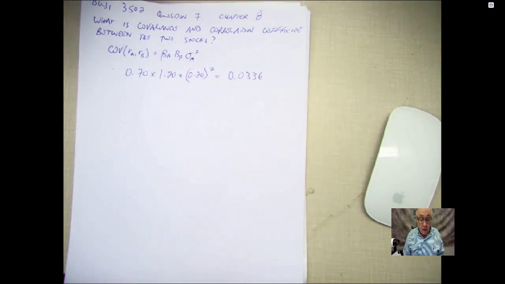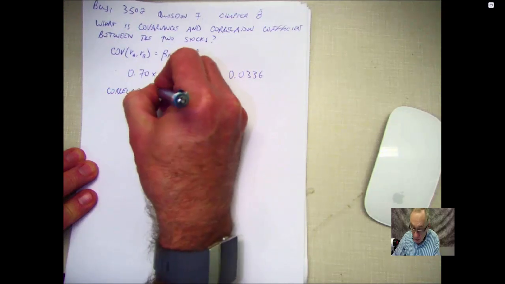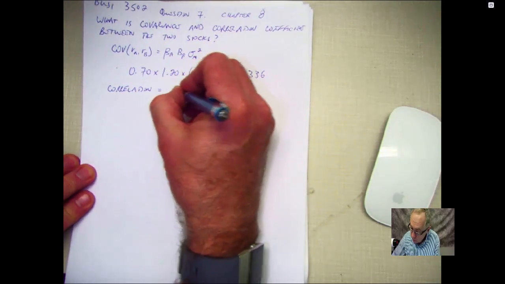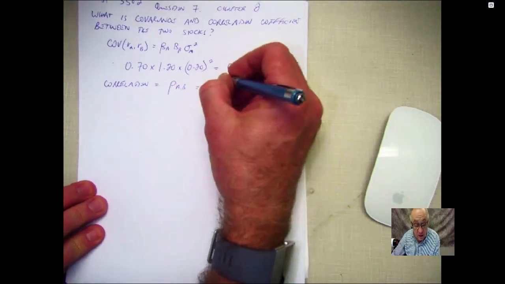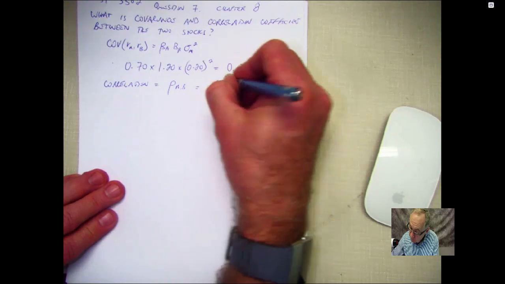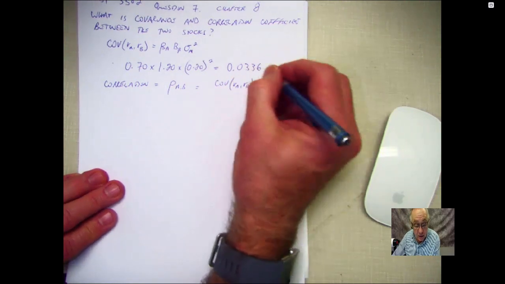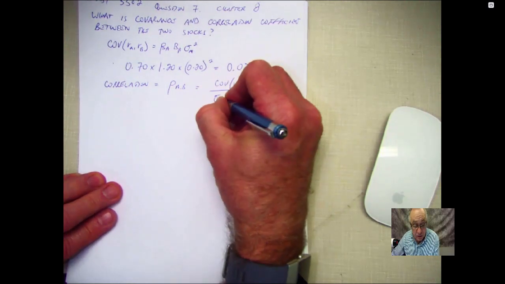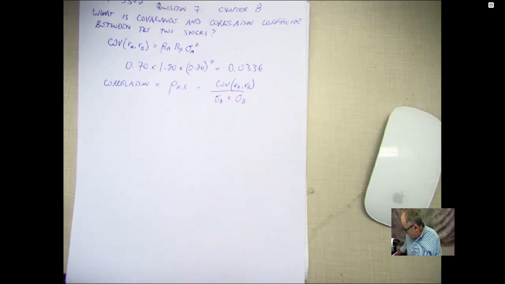Then further, our correlation coefficient, rho for A and B, is the covariance of stocks A and B divided by the standard deviation of A times the standard deviation of B. If you recall, we solved our standard deviations earlier for question 5.